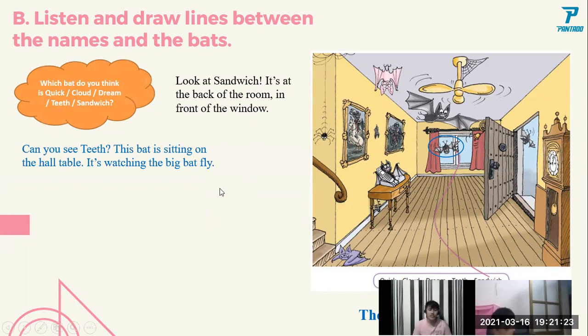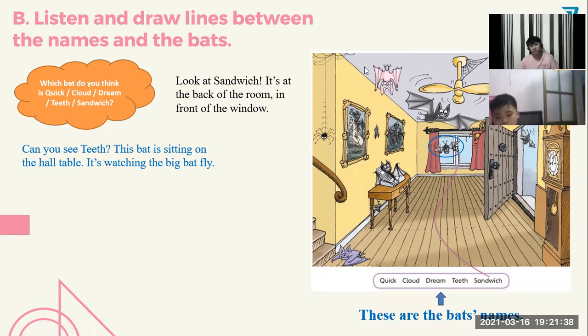Can you see Teeth? This bat is sitting on the hall table. It's watching the big bat fly. Who is Teeth? Yeah. Can you put the line? Okay, where's the line for Teeth, Tree? Do you know how to put a line? Okay, I will share my screen then. Oh, no, no. Can you do it? Sitting on the hall table? Sitting on, not above, sitting on the hall table.